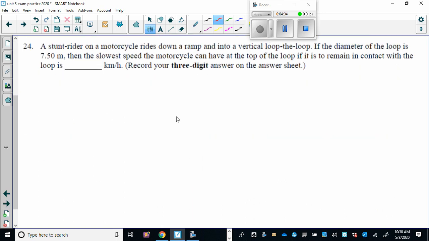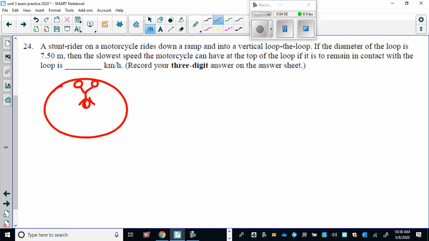Okay, on to the numerical response. Classic, what's the slowest velocity? You've got a stunt rider on a motorcycle going around a loop, and here he is on his motorcycle. That's not the greatest motorcycle. The diameter of the loop is 7.5, and they want to know the slowest speed.